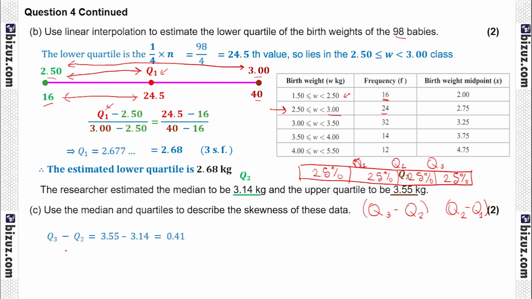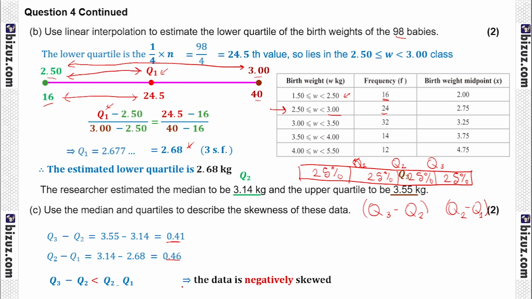So Q3 minus Q2, that's 3.55 minus 3.14, and this is going to be equal to 0.41. Q2 minus Q1, that's 3.14 minus 2.68, as we have found here, and this is basically 0.46. Now, as you can see, Q3 minus Q2 is less than the latter, 0.46. So we have a negative skew here.